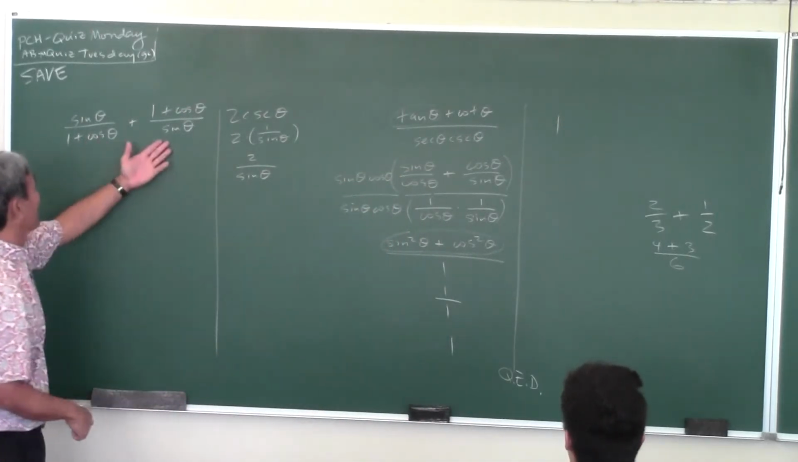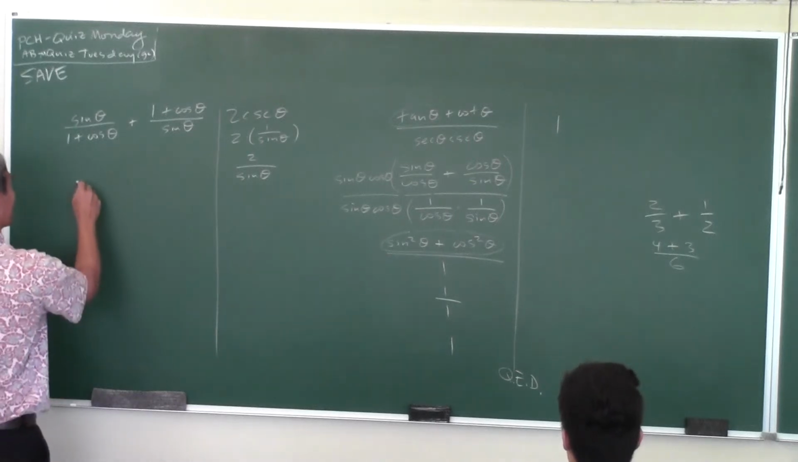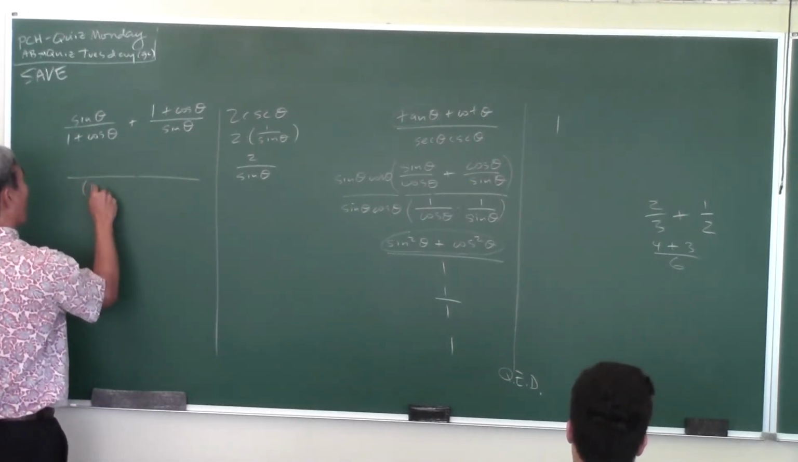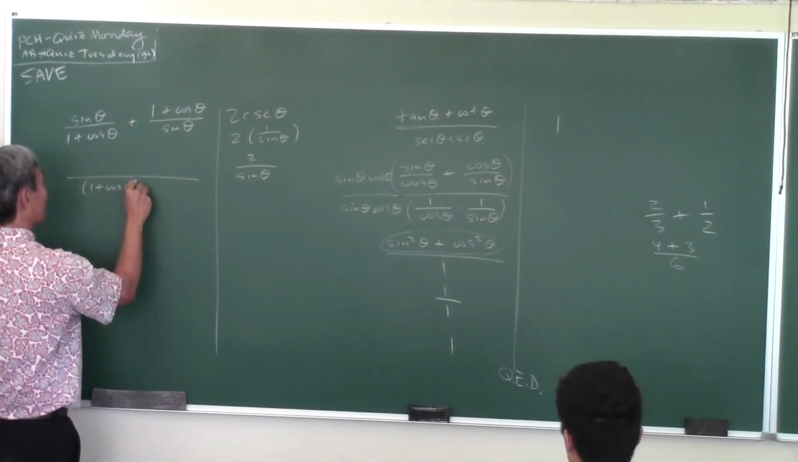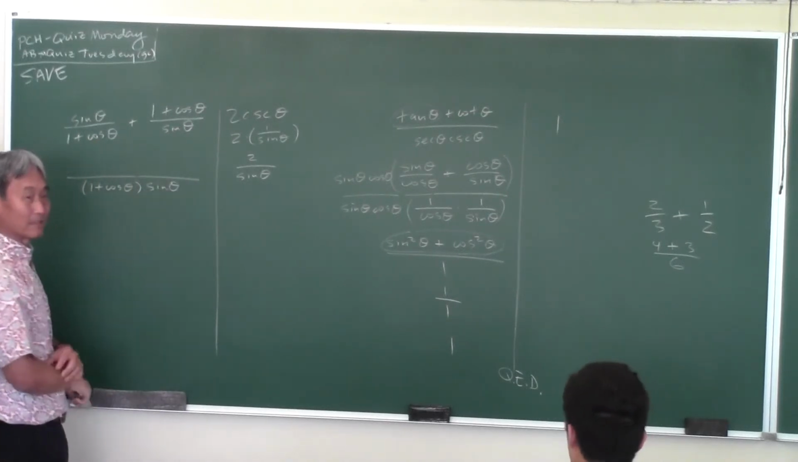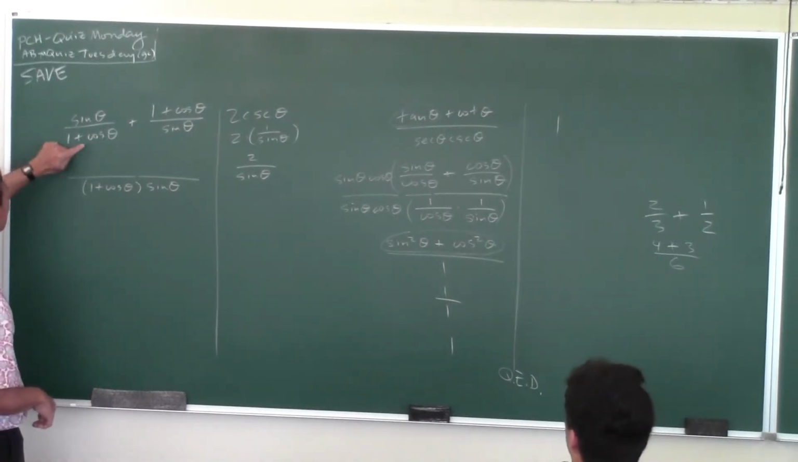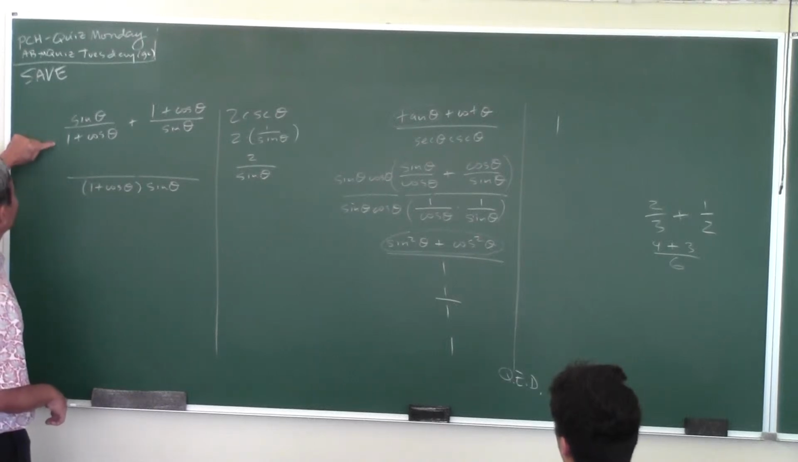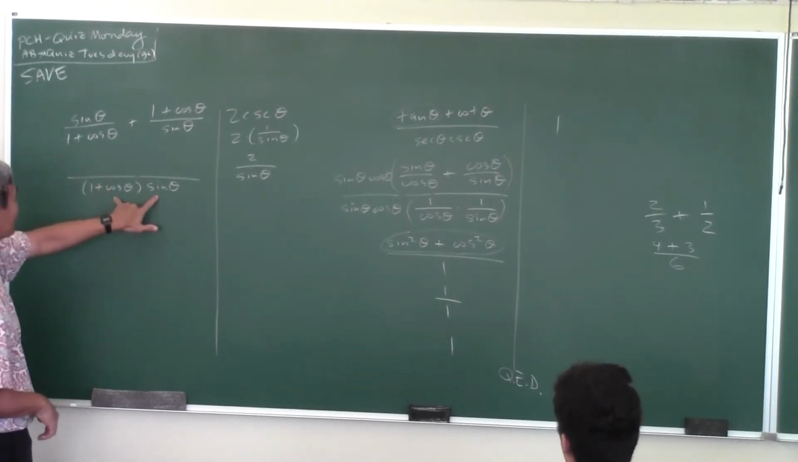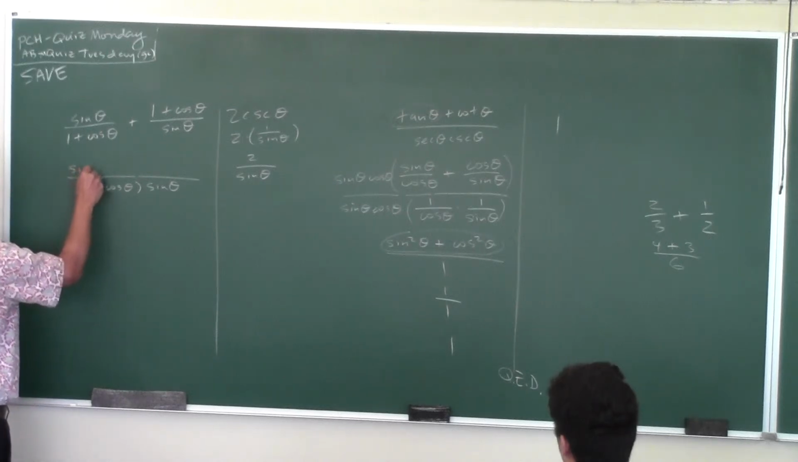Same thing here. I multiplied these two, add these two fractions together. What's the least common denominator gonna be? 1 plus cosine theta times sine theta, right? Just basically that times that. Okay, what goes in the numerator though? Well, look at this fraction here. This is the denominator. What do I have to multiply top and bottom by to get this? Sine. So you gotta multiply top and bottom by sine, so you're gonna get sine squared theta.